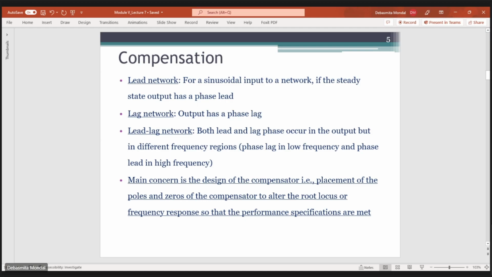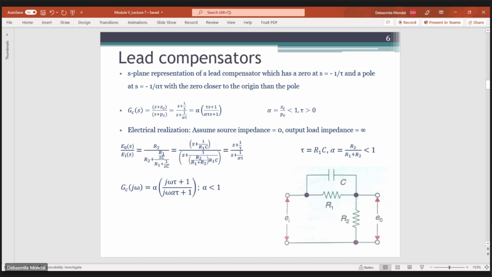But if your system is actually unstable and you want to use a compensator in order to stabilize the system, then the only possible option is the lead network, because only in the lead compensator is the margin of stability improved. Now let's talk about how this lead compensator works. You can say that the main concern is the design of the compensator.